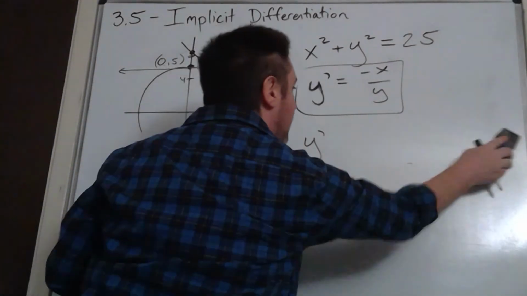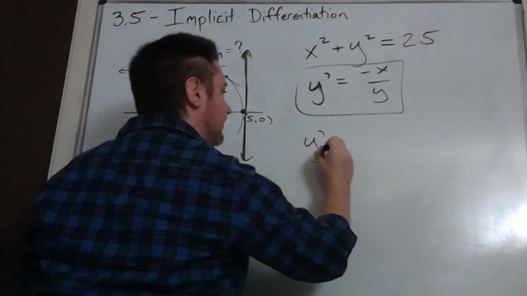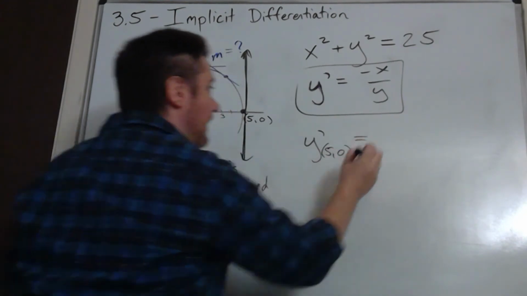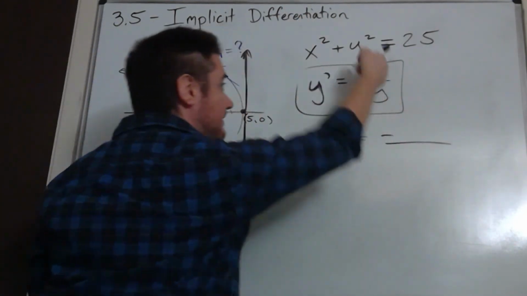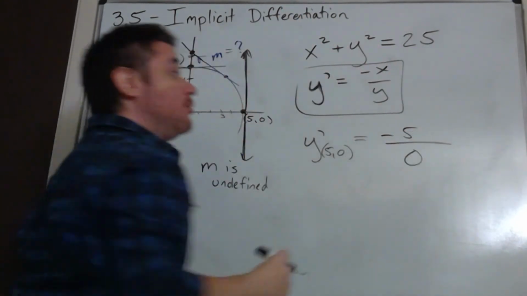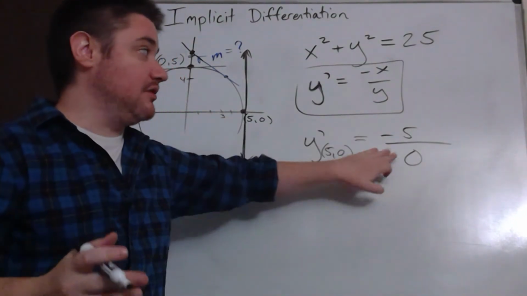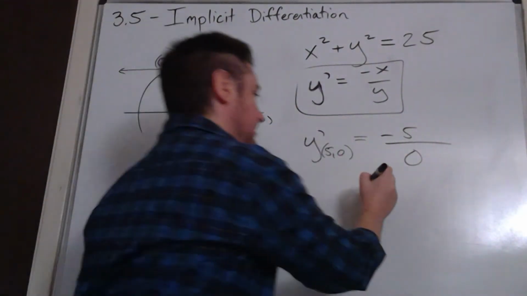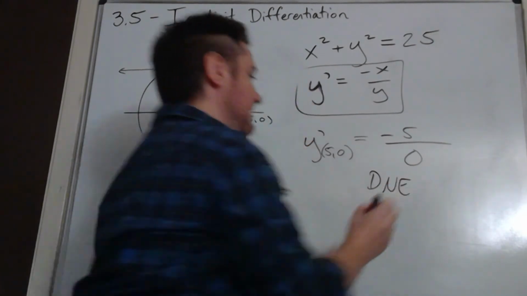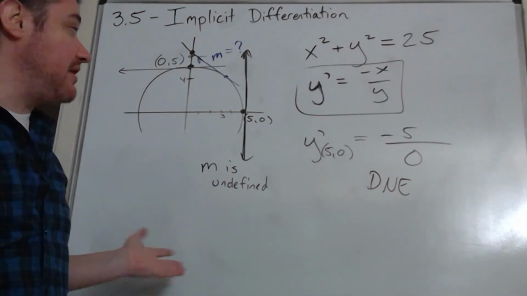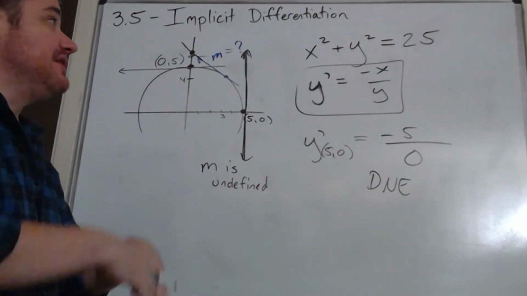Well, what if we tried to? That's the point (5, 0). So this rule says negative x, so negative 5 over 0. Whoa, that's bad, right? Negative 5 or something divided by 0 doesn't exist. This is a non-existent number, therefore non-existent slope. Okay, so everything we want to work out does work out.